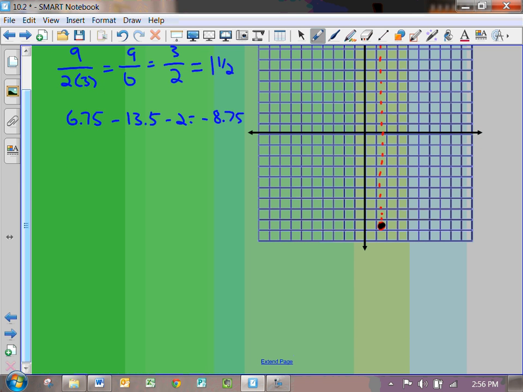All right, so looking at your table, you got your x and y table. We know we had 1.5, and then we know we had negative 8.75 there. The hard part is picking the values. So what I want to do is actually pick values that are right around that. So let's look at values that are close to that.